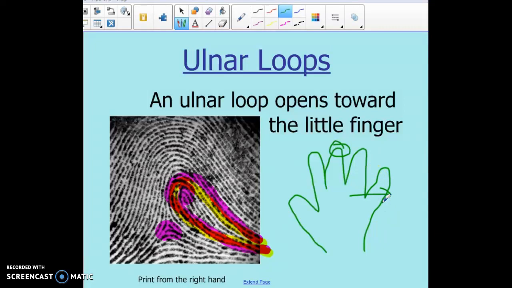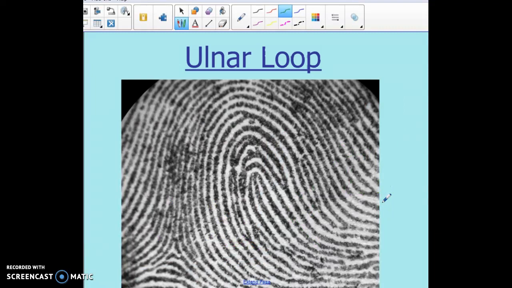It's an ulnar loop. In order to determine if a loop is an ulnar or radial loop, you have to know what hand the print came from. Here's another example of an ulnar loop. You're recurving, exiting the same side.